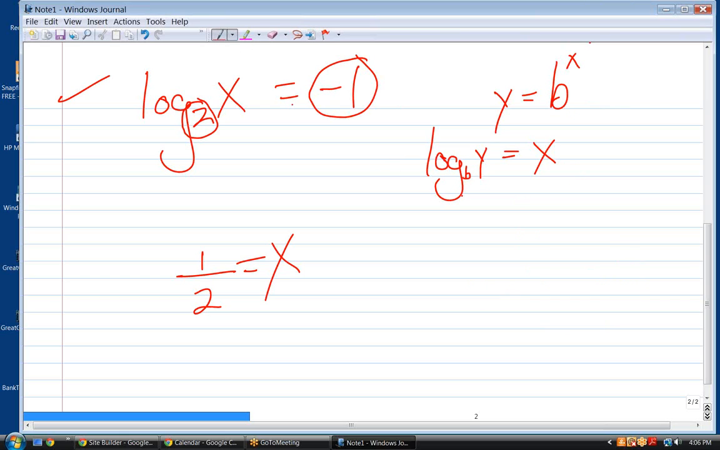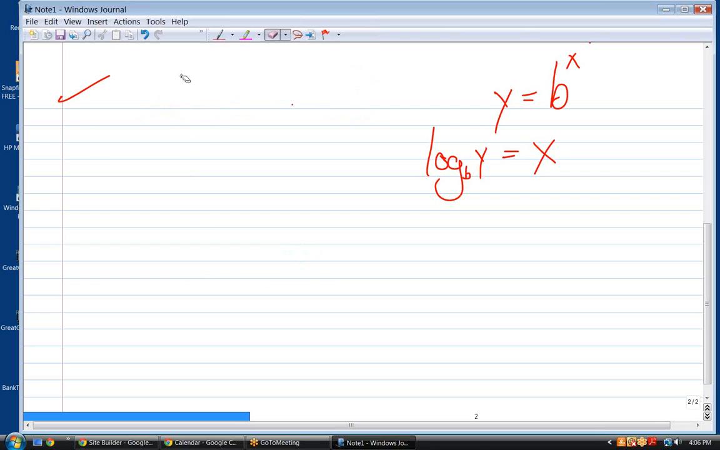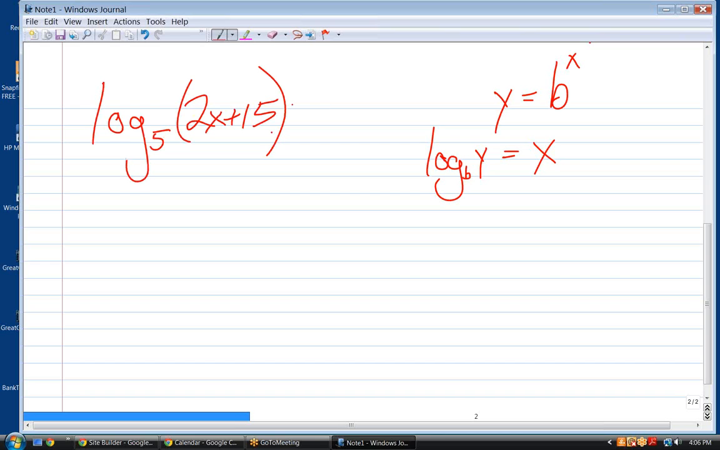All right, what else you got? Let's see, log base 5 of (2x plus 15) equals log base 5 of 3x.